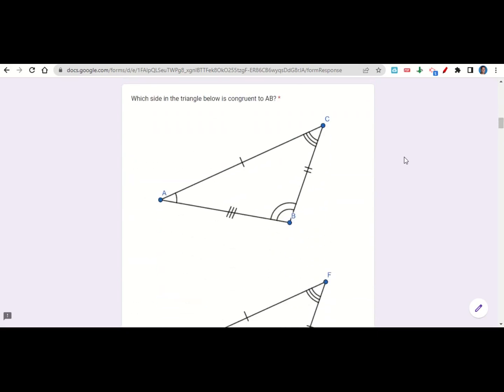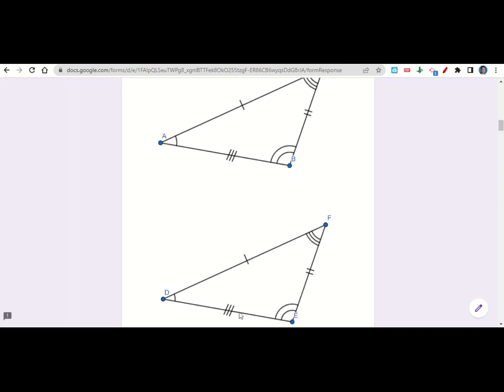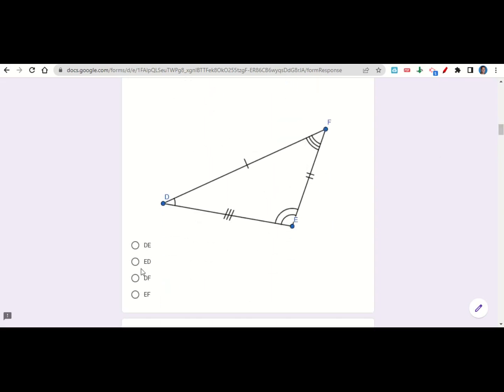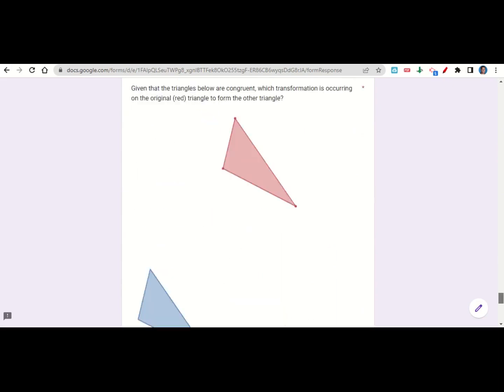It says, which side in the triangle below is congruent to AB? So AB has the 3 dashes. So we need to find one with 3 dashes, which is this one here. And we need to go from the single arc to the double arc. So that's single arc to double arc. So AB is congruent to DE. So we'll go ahead and mark that as our answer. So DE. And you'll continue to answer each of these questions until you get to the end of the assignment.